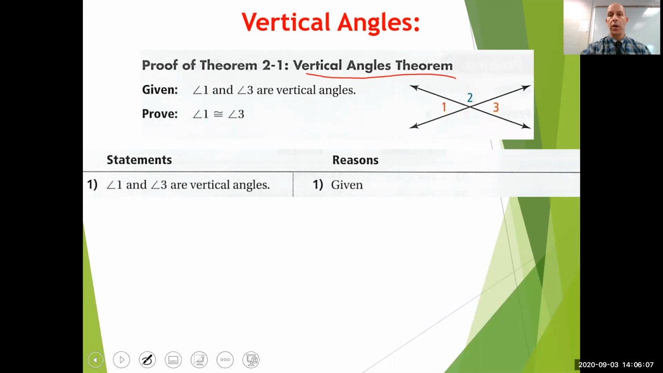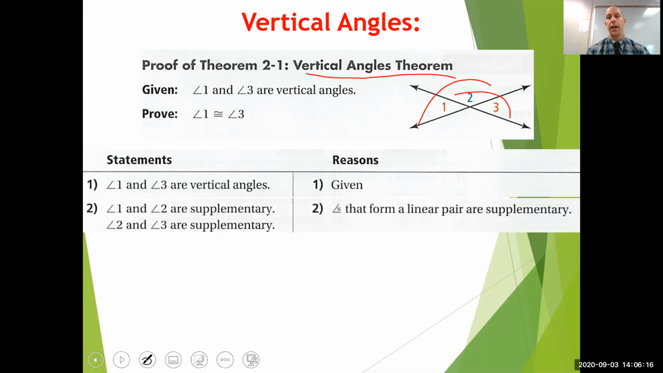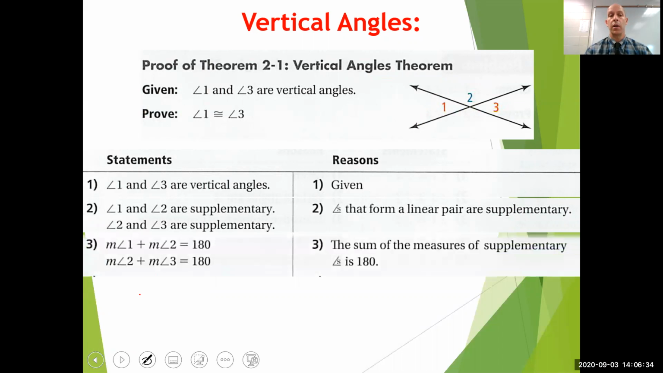Now notice what's true about angle 1 and angle 2. Similarly, what's true about angles 2 and 3. So that's our second statement. Our second statement here is that angles 1 and 2 are supplementary and angles 2 and 3 are supplementary because they both form linear pairs and linear pairs are supplementary. Now, if angles 1 and 2 are supplementary, what does that tell us? Supplementary means that the angles add up to 180.